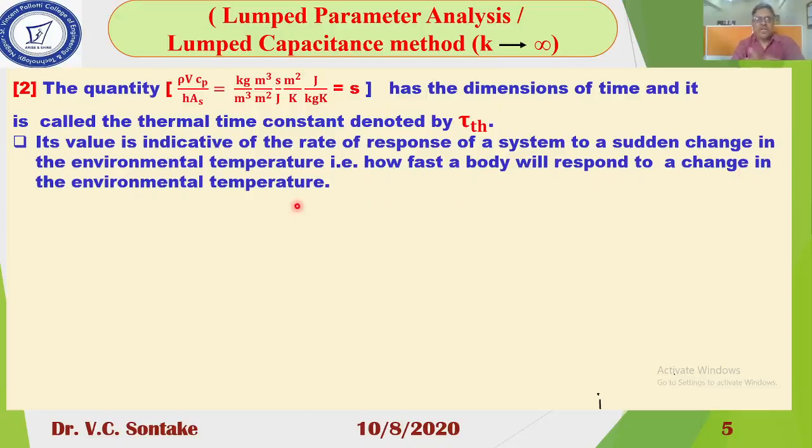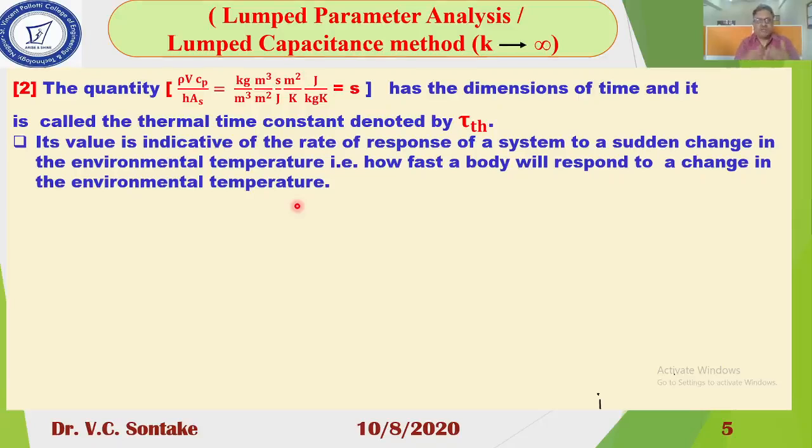For example, let's say a body is at 100 degrees Celsius and it is exposed to the environment at 25 degrees Celsius. For a particular case, let's say the thermal time constant value is 100 seconds. What does it mean? The body will take 100 seconds to reach the temperature of the surrounding of 25 degrees Celsius. And if the thermal time constant value is 5 seconds, the body will take 5 seconds to reach from the temperature of 100 degrees Celsius to 25 degrees.